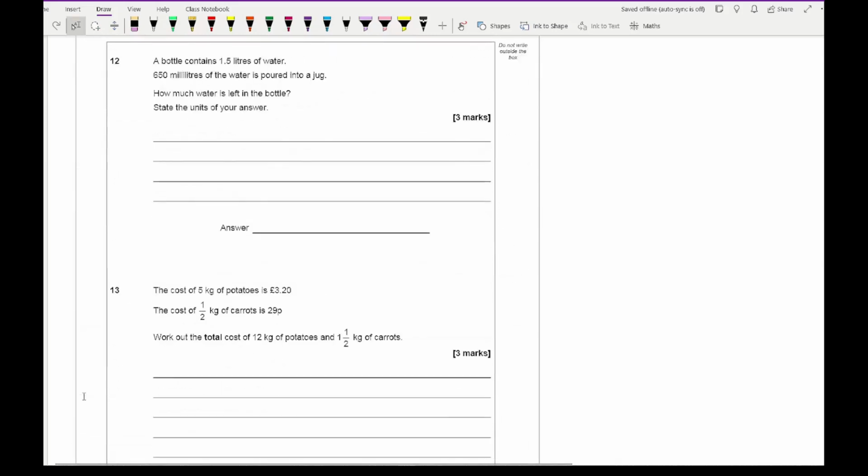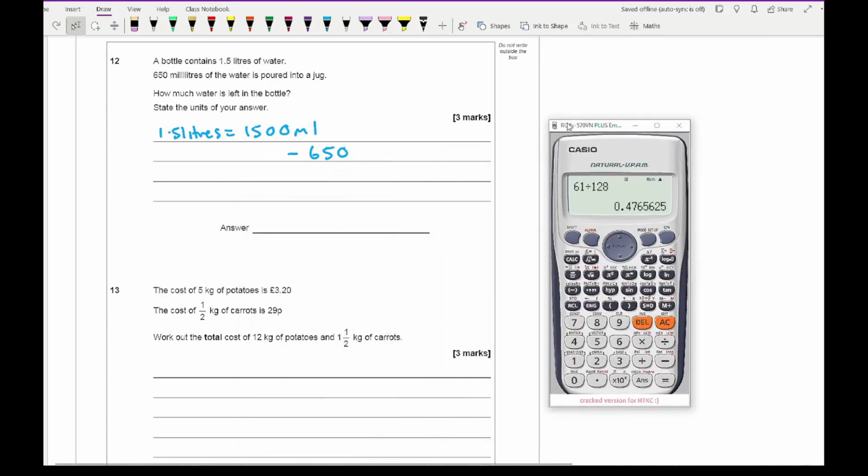So looking at question 12, it says that a bottle contains 1.5 litres of water, and 650 millilitres of water is poured into a jug. How much water is left in the bottle? For this, it's all about converting units. So 1.5 litres equals 1500 millilitres. And then what I need to do is take away the 650. If I type that into my calculator just to make sure, we've got 1500 take away 650, we get the answer of 850.